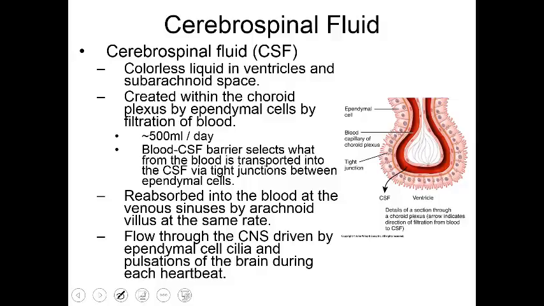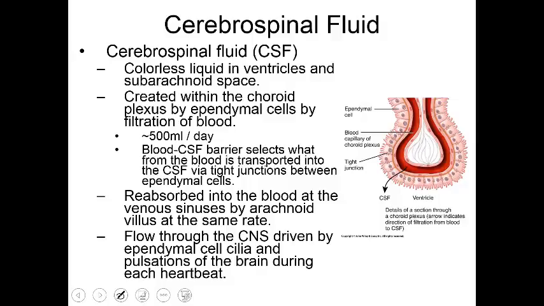And cerebrospinal fluid, this system is kind of connected with the venous sinuses. The circulatory system has the arterial system and the venous system. So the venous system is what is going to carry carbon dioxide back to the heart. So reabsorption of cerebrospinal fluid happens via the venous sinuses that we're going to look at.